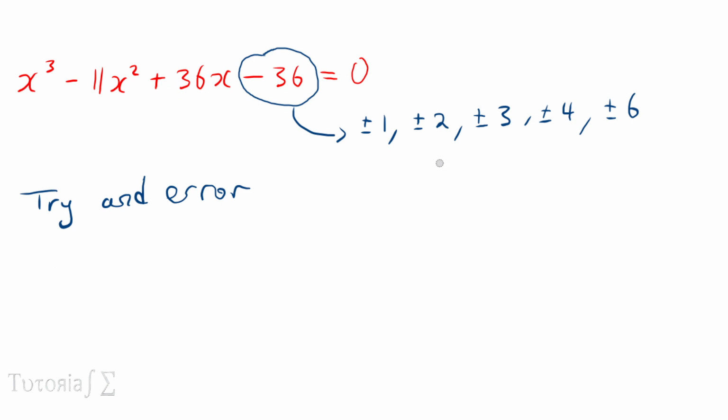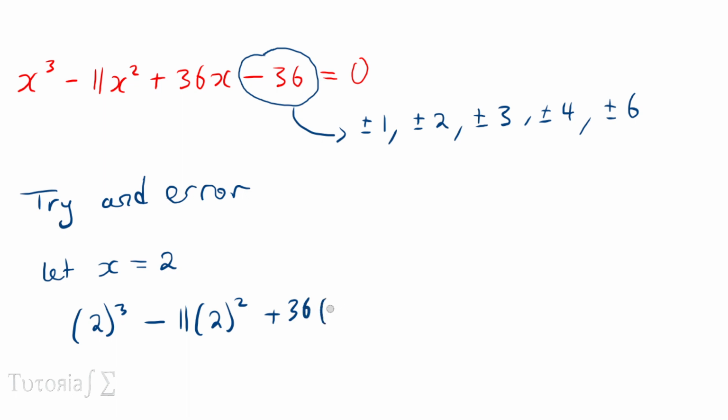So we'll start with when x is what? When we try positive 1, we see that positive 1 will not work, because it will not give us 0. So let's try x equal to 2. When we put 2 here, it will be 2 to the power 3 minus 11 times 2 squared plus 36 times 2 minus 36.